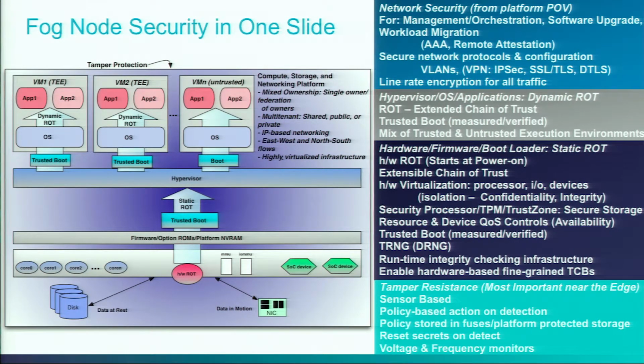So extending that root of trust up and into applications beyond, the hypervisor can validate, but beyond that, you can't use secure keys, you can't store secrets, you can't store measurements. There's a lot of things you can't do that you need to do to establish that chain of trust. Hardware, firmware, bootloader, static root of trust. We talked about that.